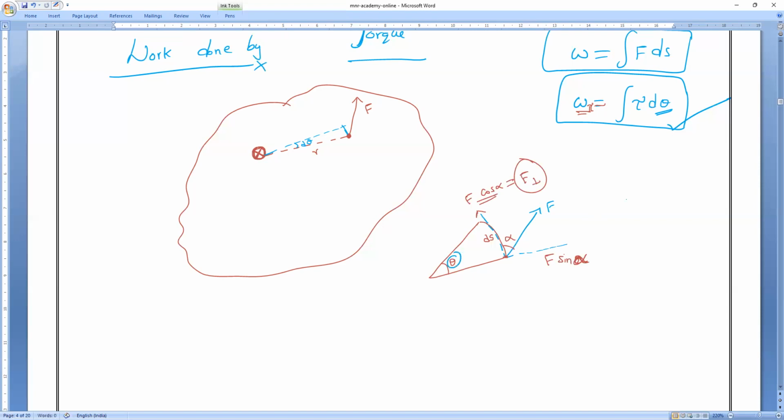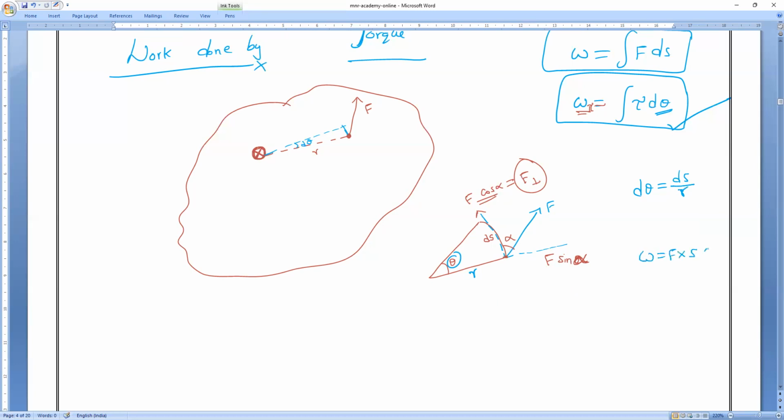And we all know that we have already studied d theta. What is the formula? Anybody can tell me? You already studied it. D theta is equal to ds by r, distance by radius. So we all know that work done is equal to what is the formula?